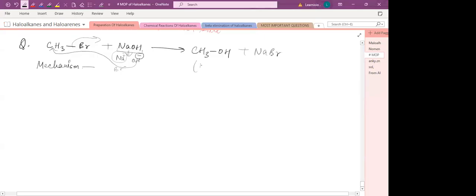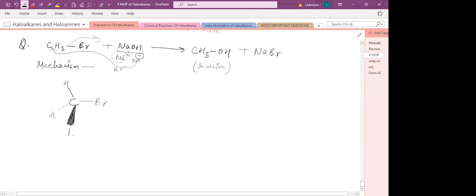Now you will get 100% inversion. What will you get here? You will get the inversion product. Let's see how. Let's see the mechanism first. This is your CH3Br. So we can write C, Br, and there are 3 hydrogens. I'm just writing H, the other orientation is H, and this is the third H.